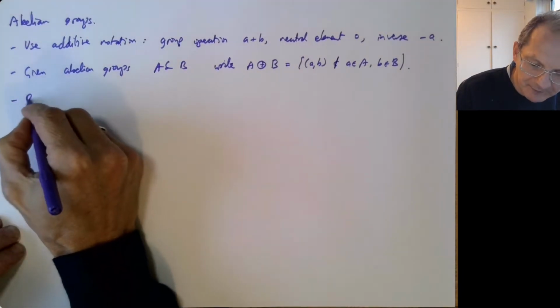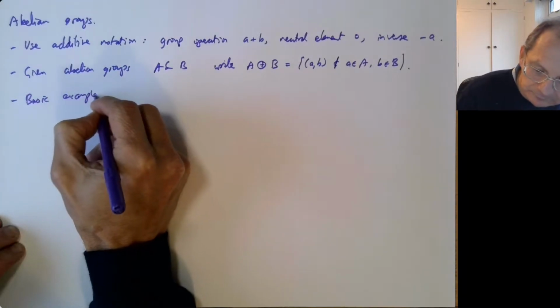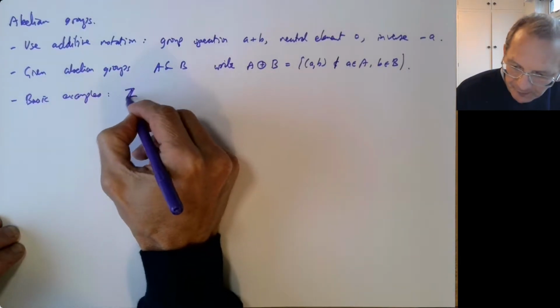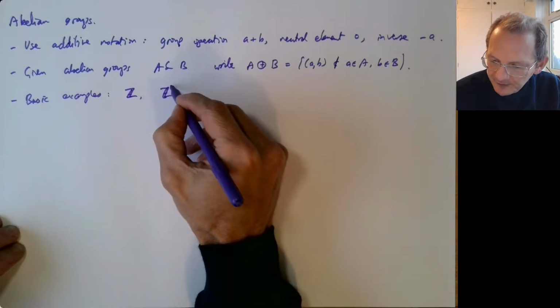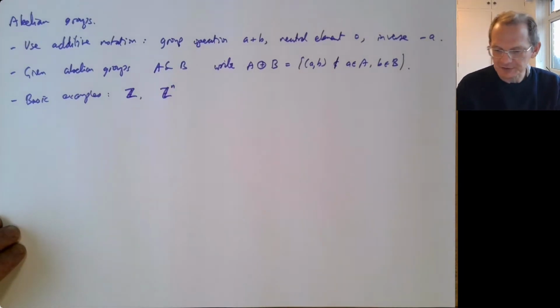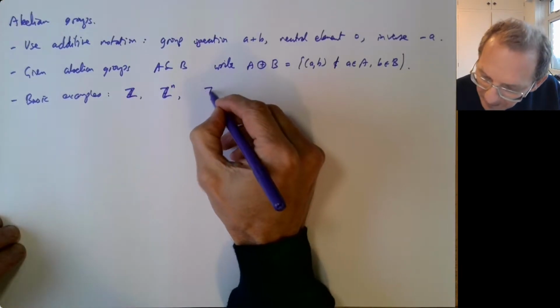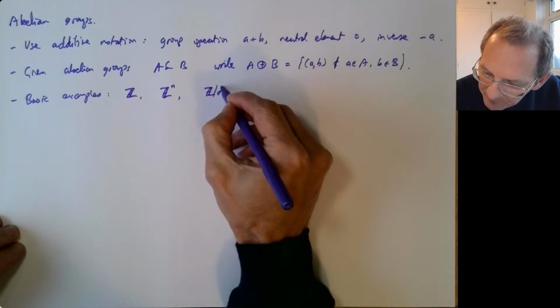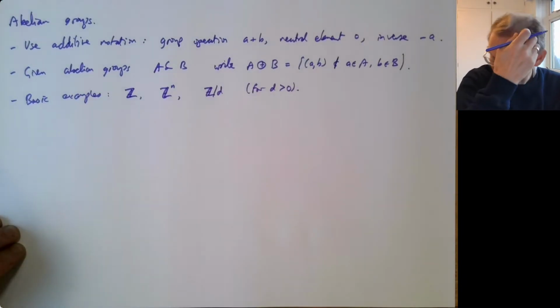And most basic examples. Well, you've got just the integers, and then more generally you can have Z to the n as vectors of length n with integer entries, so that's an abelian group under addition. And then also things like Z mod d for positive integers d.